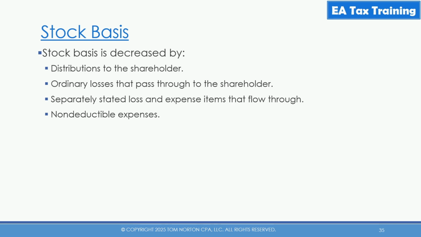Stock basis is decreased by distributions to the shareholder. So contributions increase basis, distributions decrease basis. Ordinary losses that pass through to the shareholder decrease basis. So remember, income that passes through increases basis, losses decrease basis. Then separately stated loss and expense items decrease basis. Again, separately stated income increases basis, separately stated losses and deductions decrease basis, and then non-deductible expenses. So just like tax-free income increases basis, non-deductible expenses decrease basis.